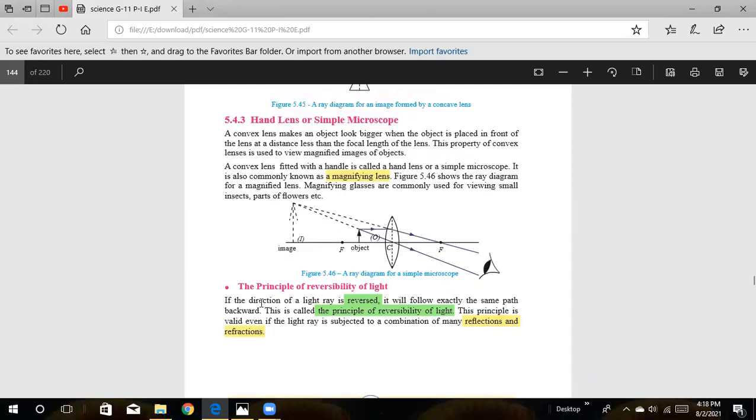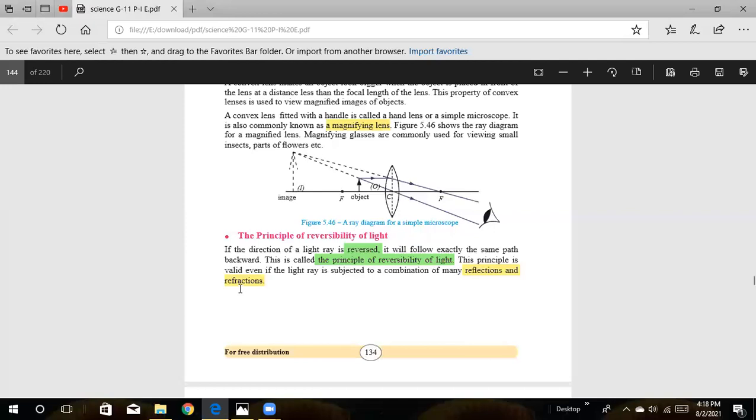Right. The principle of reversibility of light. Here we use a plane mirror, a prism, a convex lens, and again a mirror. You can see that figure in your book. Then the direction of the light ray is reversed.